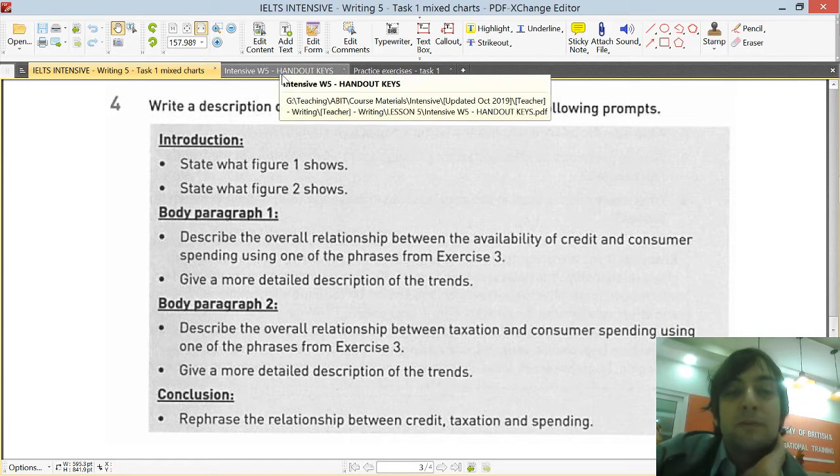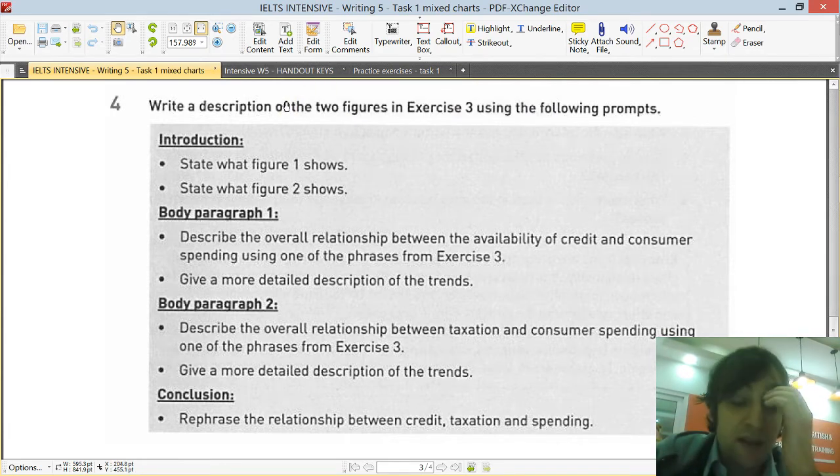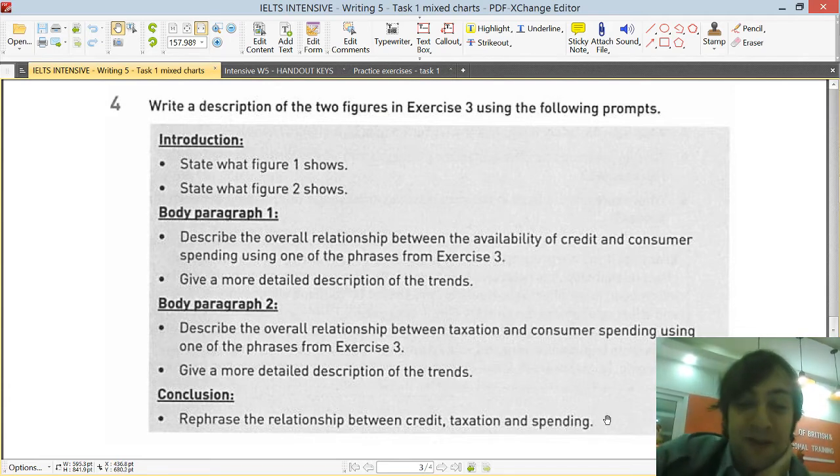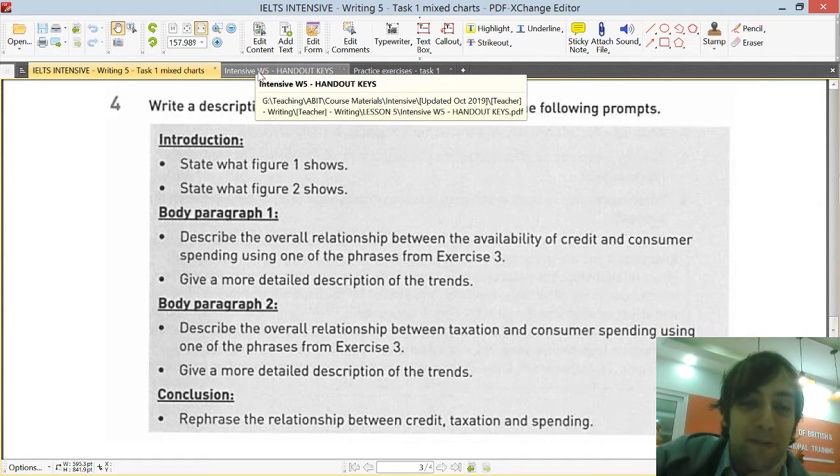Okay, so when you're ready, pause the video, write all of this. It's going to take you quite a while to do this, and then replay the video. So pause the video now.